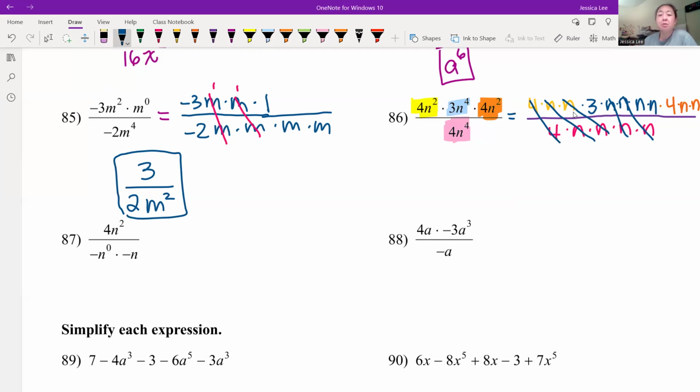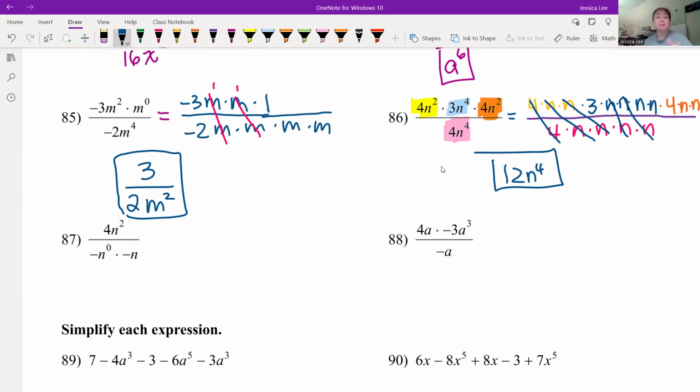And then so what we're going to do is now we've simplified everything. We literally have nothing left on the bottom. So we have 3 times 4, which is 12. How many n's are we multiplying? 2 here and another 2 here. So that's going to be 4. Nothing on the bottom, so we can just leave it just like that.